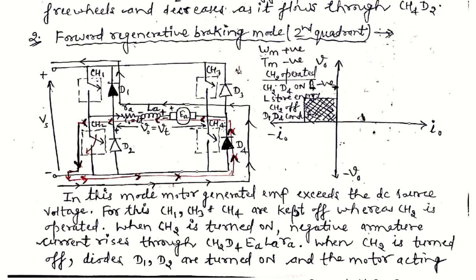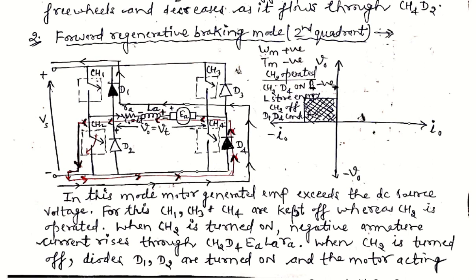In the first mode of operation, this red color line, CH4 and D2, D4 are conducting. In this mode, the motor generated EMF exceeds the DC source voltage, and CH1, CH3 and CH4 are kept off. So in this mode CH1, CH3 and CH4, these three, are in off condition, and CH2 is operated. So CH2 is in on condition in this second quadrant operation. When CH2 is turned on, negative armature current rises through CH2 and D4.